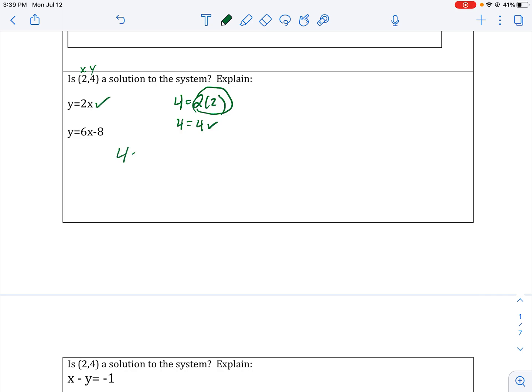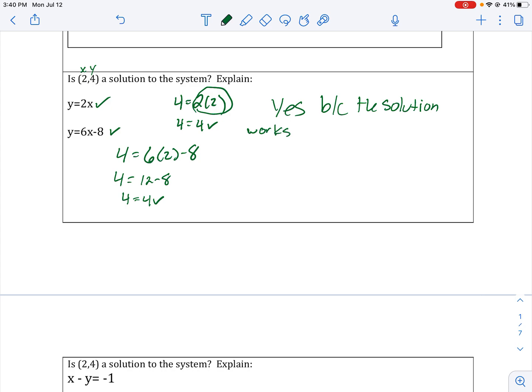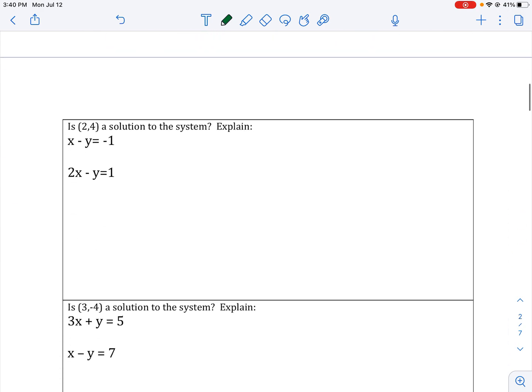Now let's check the second equation. Simplify the right-hand side here. 6 times 2 is 12. 12 minus 8 is 4. And 4 equals 4, check. So yes, because the solution works in both equations. Again, we have to test out both equations for this to work.